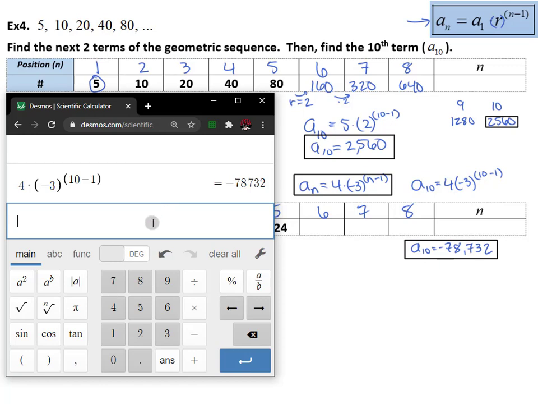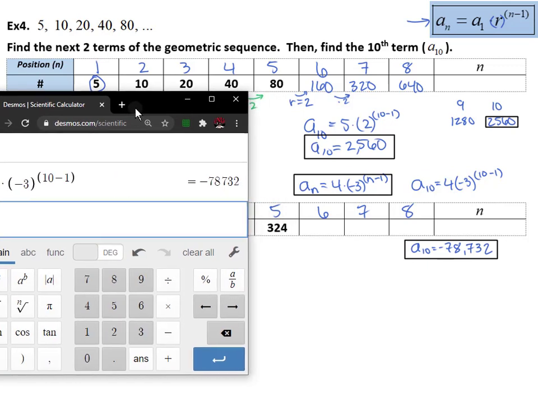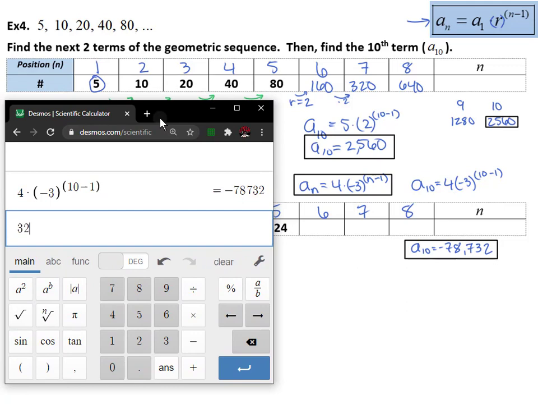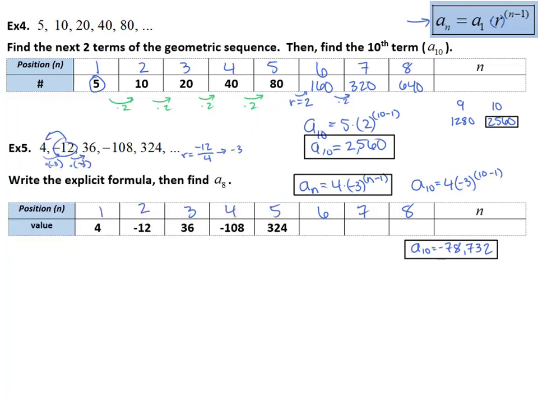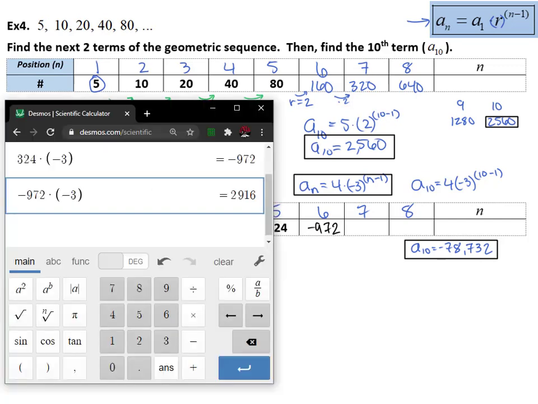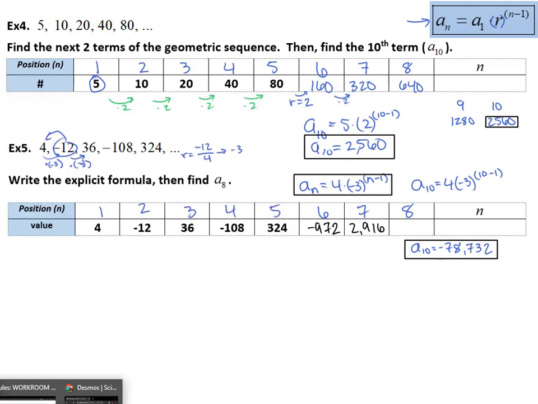Let's check, continuing our pattern, right? If we continue the pattern here, we were at 324, and our pattern is just to keep multiplying by -3. So let's say times -3. This would be the 6th term. So go ahead and write that in, -972. Let's multiply that by -3. Okay, there's 972 times -3 is positive 2,916. Okay, we've got that written in.